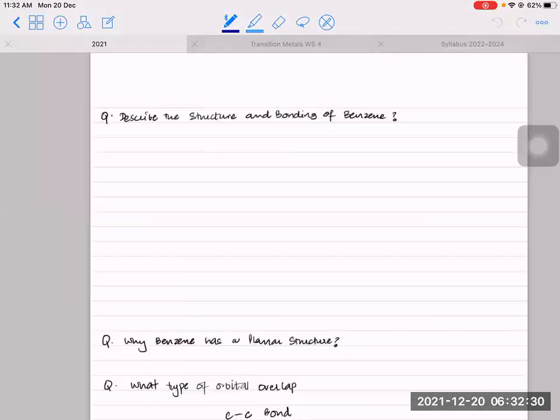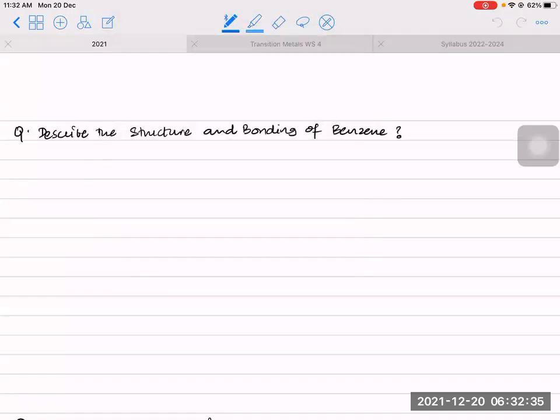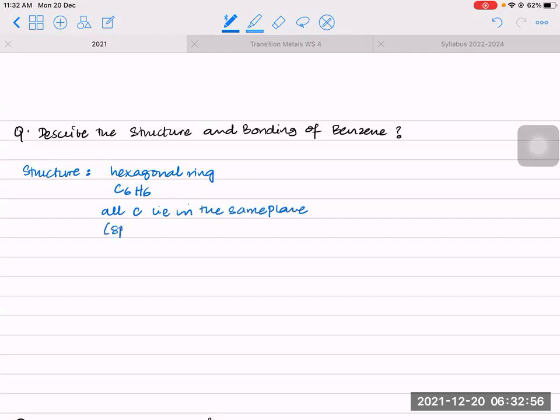Now let's say they ask you to describe the structure and bonding of benzene. So how will we describe the structure? We know that it has a hexagonal ring of 6 carbons, so C6H6 is the formula. All carbons lie in the same plane. And why do they lie in the same plane? Because the hybridization is sp2. So what is the shape? The shape is planar, because they are sp2 hybridized. And what will be the bond angle? The bond angle will be 120 degrees.